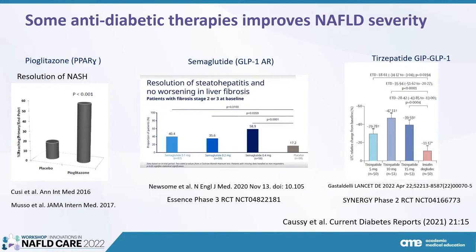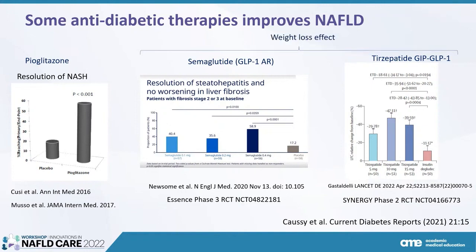Semaglutide, we talked about this previously. Originally, it's an anti-diabetic drug. Now it's moving to an anti-obesity drug, but it's also been proven in a phase 2 clinical trial designed for the resolution of NASH that the NASH is improving. And very, very recently, there's another GLP-1 agonist, tirzepatide, that has demonstrated an improvement in the liver fat content, and it's currently under investigation for the treatment of NASH as well.